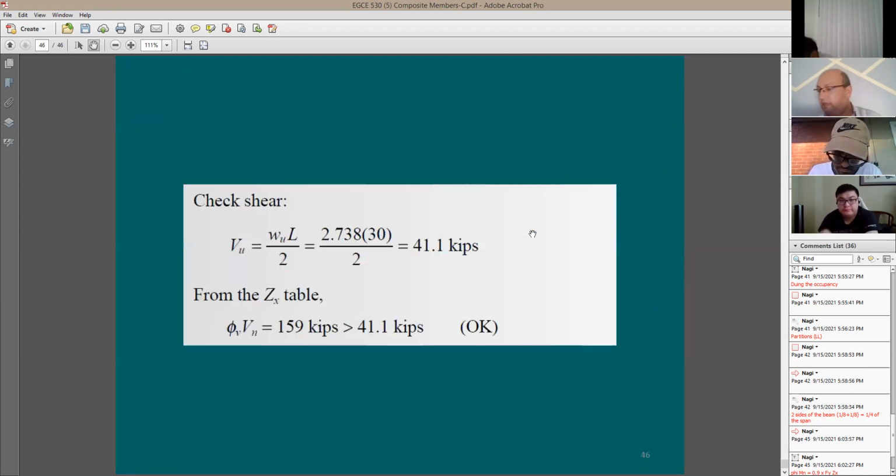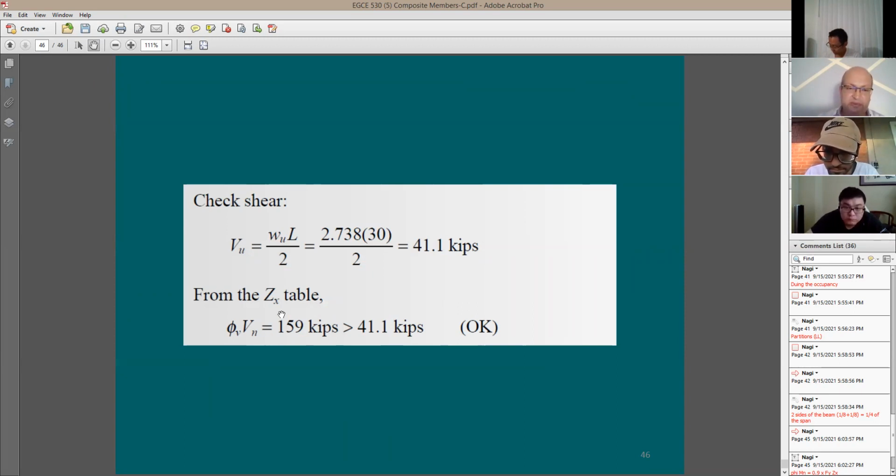How about the shear? Absolutely, we need to do a check on the shear. Now, the shear capacity here is going to be the same whether you have composite or non-composite beam. If you remember, it's going to be equal to Aw, which means the web thickness times the total depth of the beam, multiplied by 0.6 times Fy times the phi factor of 1 times Cv.